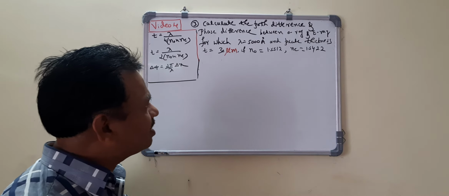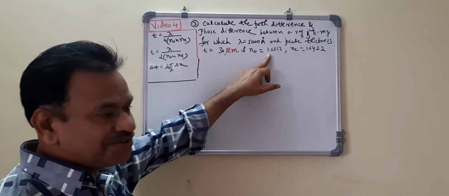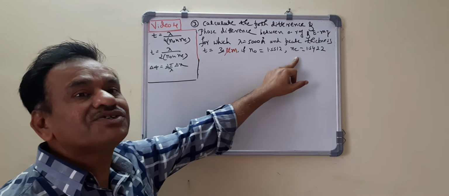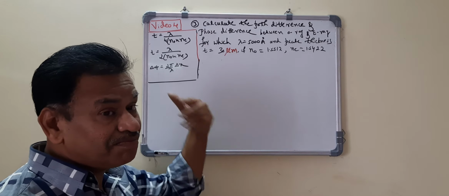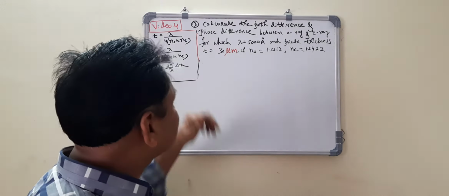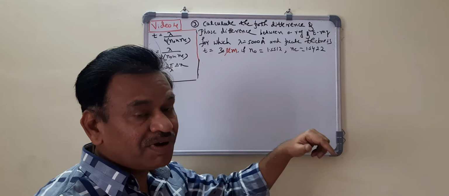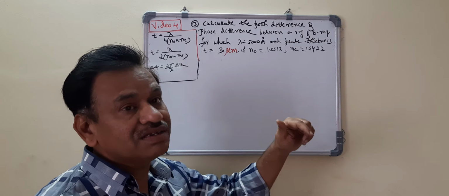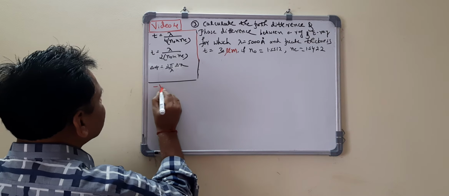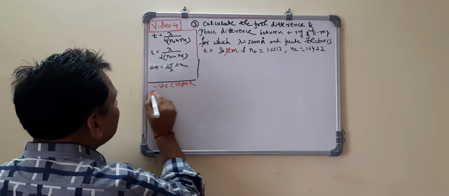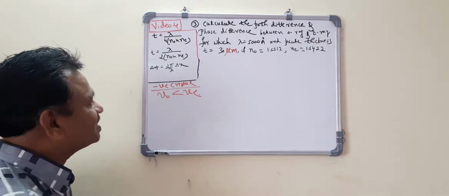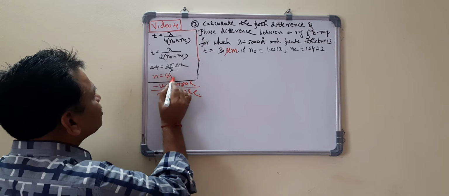Look into this problem. Which is greater here? NO is greater. The refractive index of the ordinary ray is greater than that of the extraordinary ray. Analyze the data. In the previous problem, NE was greater than NO, which was a positive crystal. For a negative crystal, VO is less than VE, and we know the formula N equals C by V.